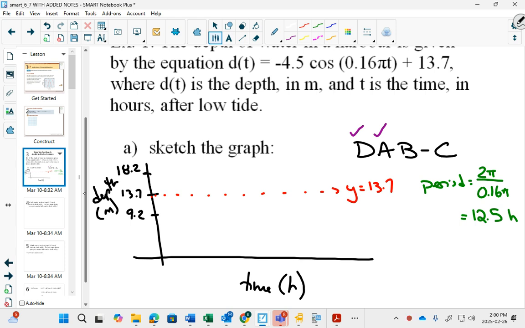If my period is 12.5, I go along here, I mark 12.5, and I divide it into 4 equal sections. Half of that would be 6.25, half of that, 3.125, and 3 of these would be 9.375. Real life questions, they don't care if the numbers aren't nice. So often what happens in real life questions is you've got lots of decimals to work with.